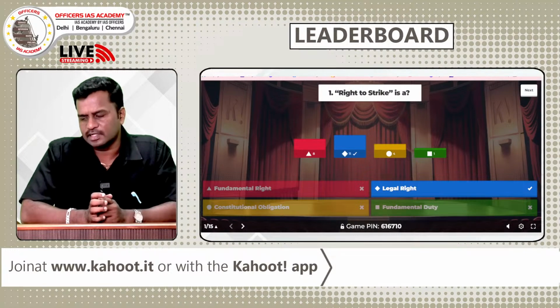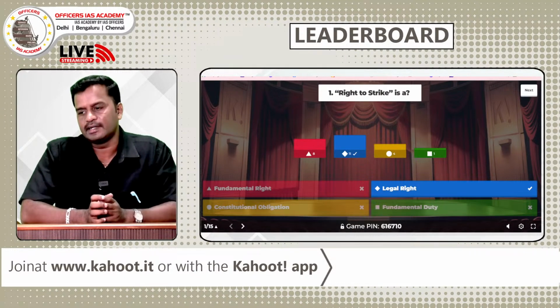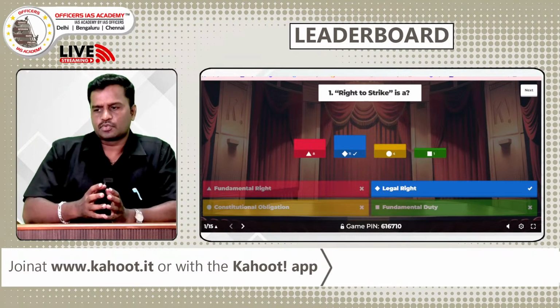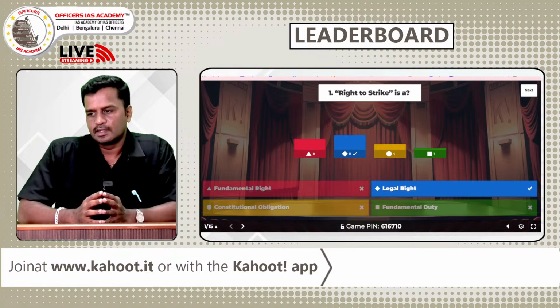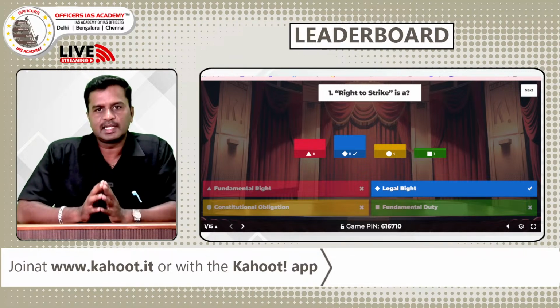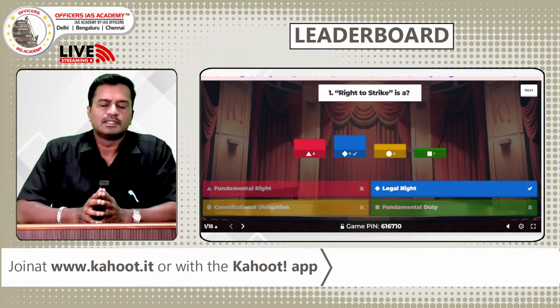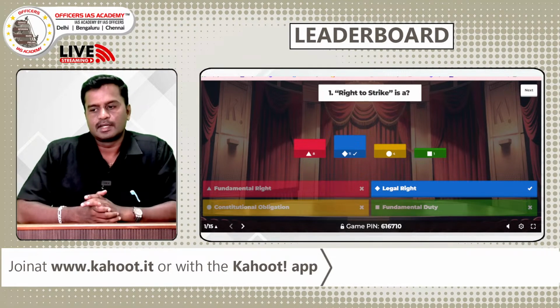Eleven have answered correctly. The correct answer is B, legal right. This question is somewhat confusing. Many may think fundamental right would be the correct answer, but the correct answer is legal right. Certain rights are seen as fundamental in the Indian Constitution. They come under Part 3 of the Indian Constitution. They come under fundamental rights.